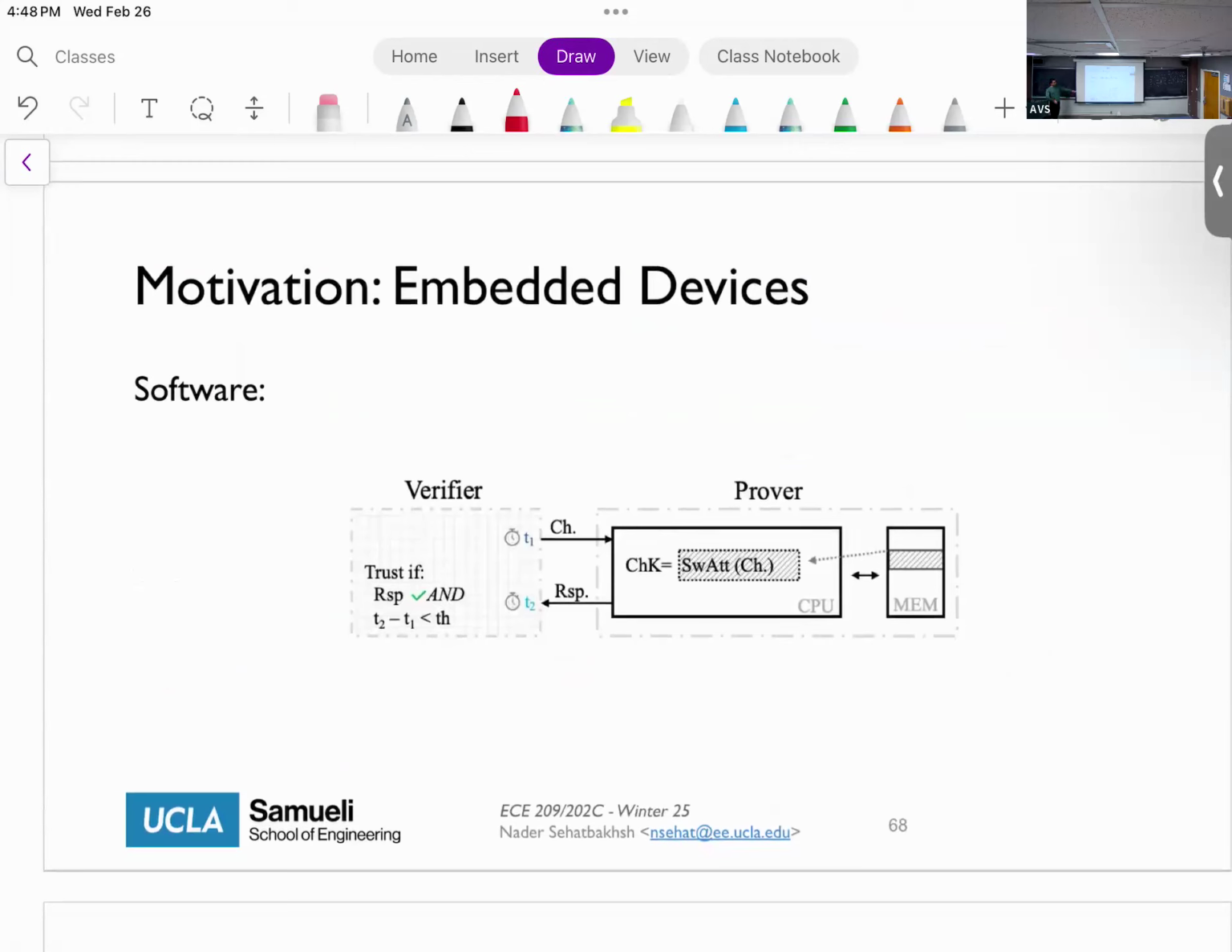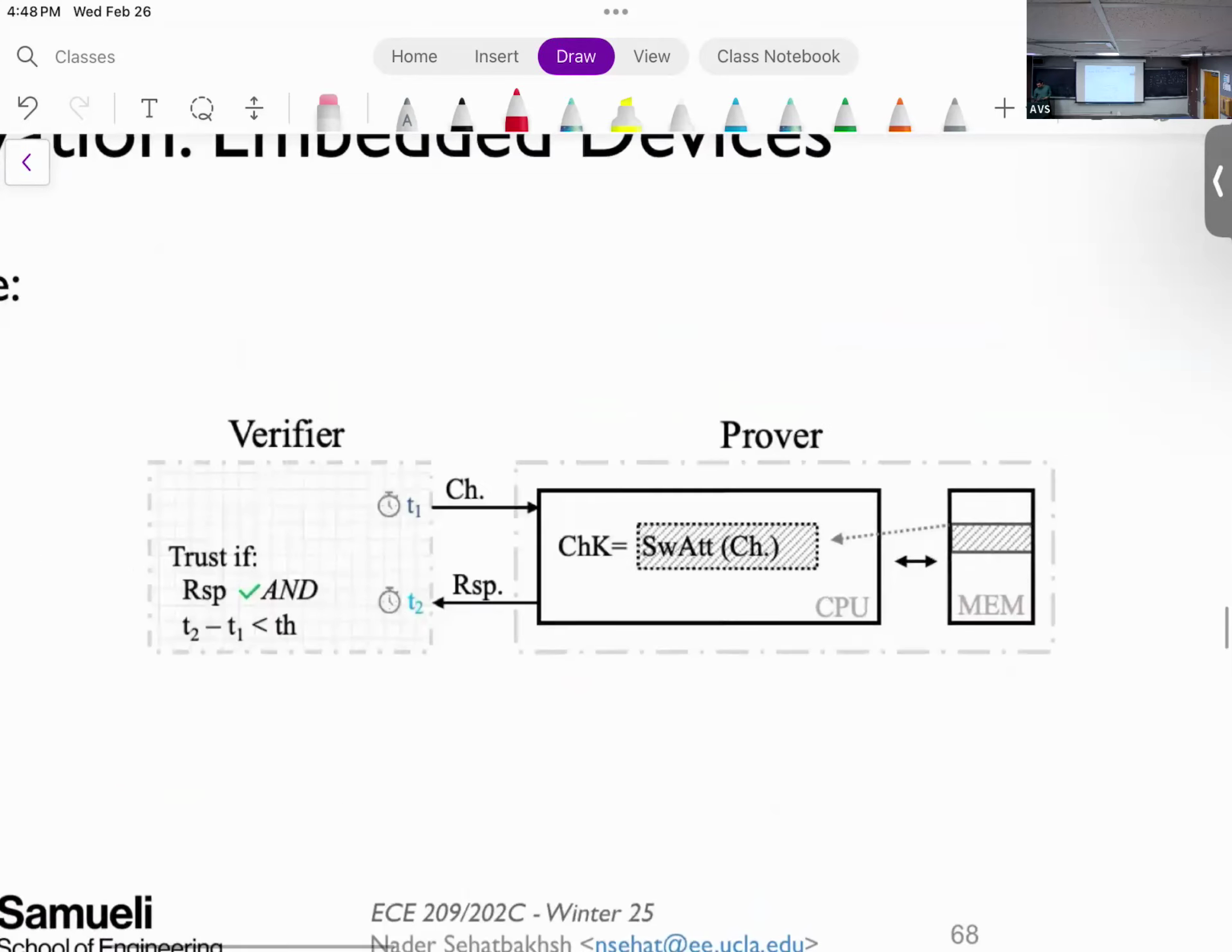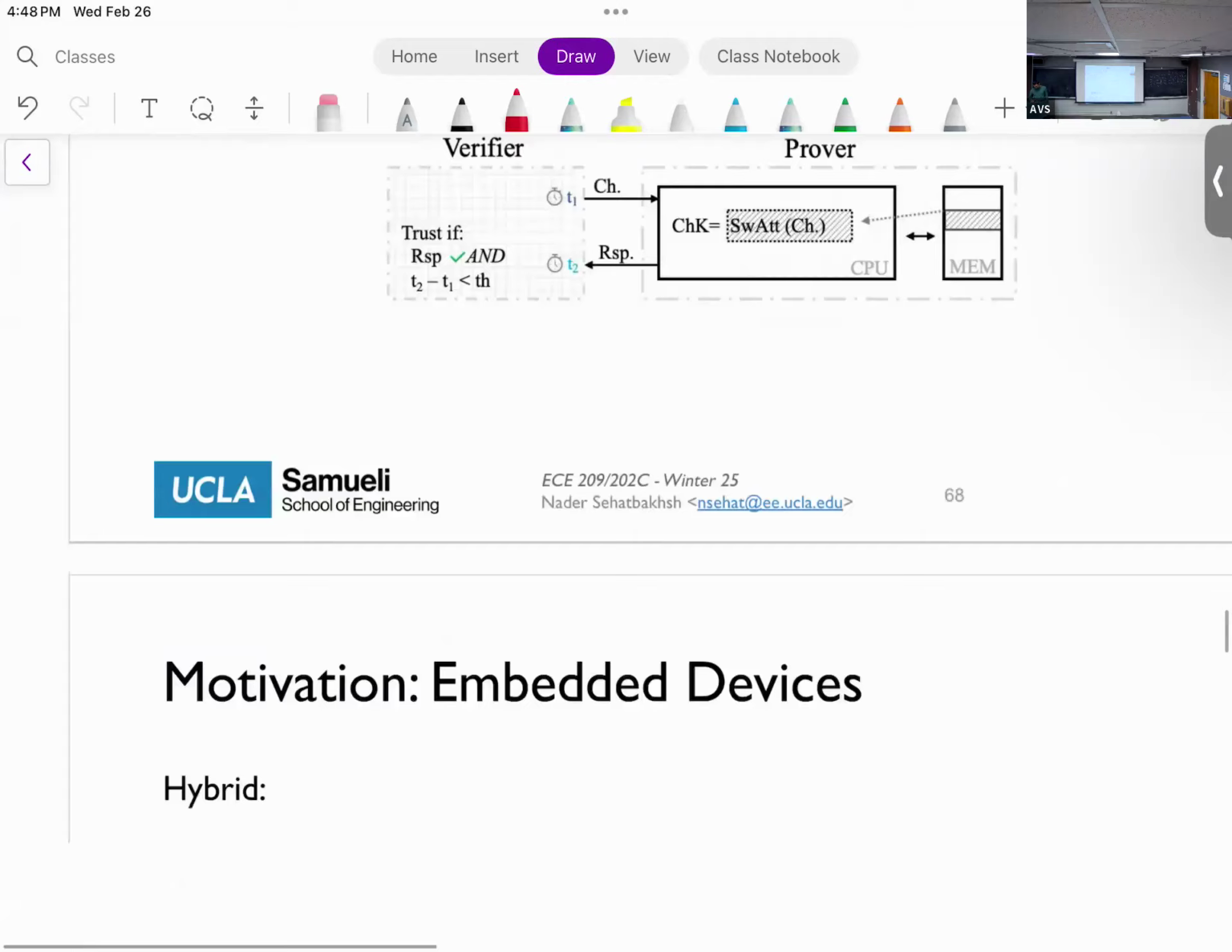To summarize what we learned so far, we have software attestation and hybrid attestation. In software attestation, essentially, you read some part of the code, some attestation code, and you time it. You trust the system if the response is the expected response and the time it takes to compute that response is less than a threshold. This is the premise of software attestation.